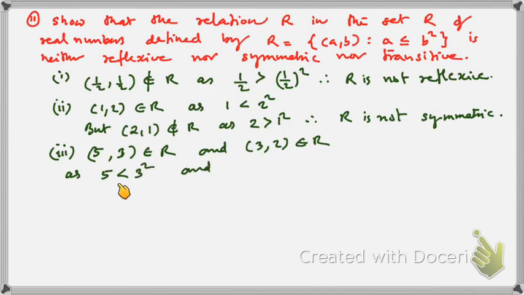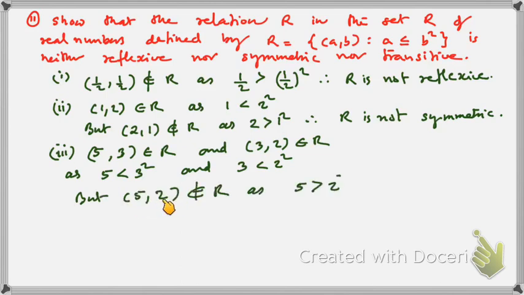We justify this way. 5 is smaller than 3 squared, that's why 5 is related to 3. 3 is smaller than 2 squared, 4. 3 is smaller than 4, therefore 3 is related to 2. But 5 is not directly related to 2. 5 goes to 3 and 3 goes to 2, but 5 does not go to 2 directly.